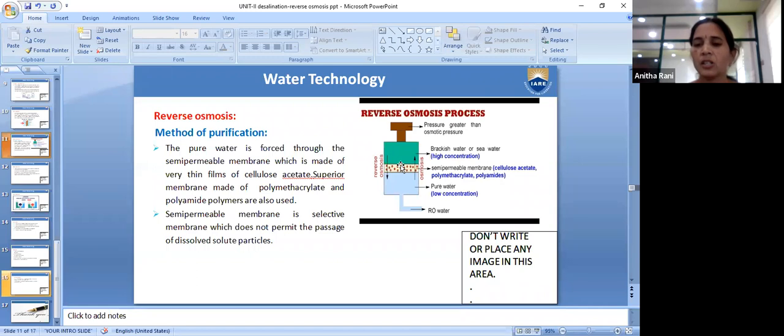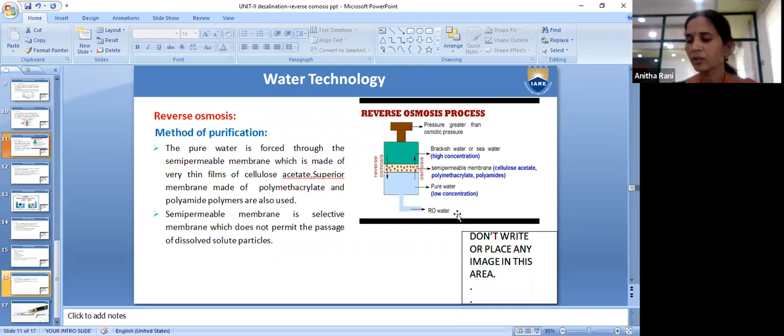So that the flow of solvent takes place from higher concentration to lower concentration. The semi-permeable membrane allows only the water molecules, not the solute. The sodium chloride remains in the upper chamber only. The membrane does not allow the solute particles, it allows only solvent molecules. Water flows through the semi-permeable membrane and we can collect that water. That is known as RO water.